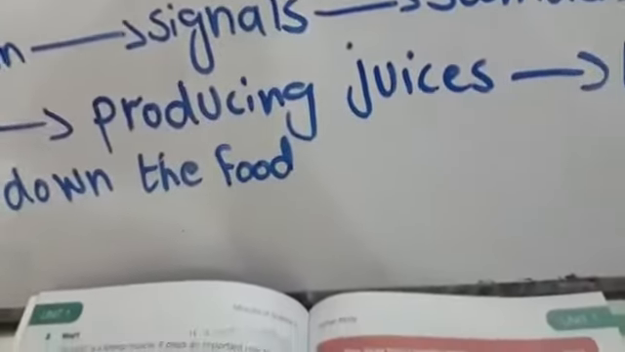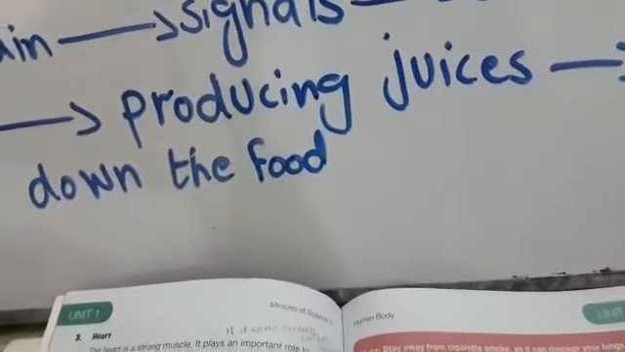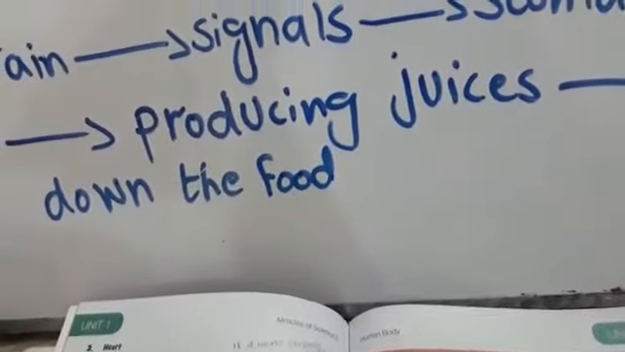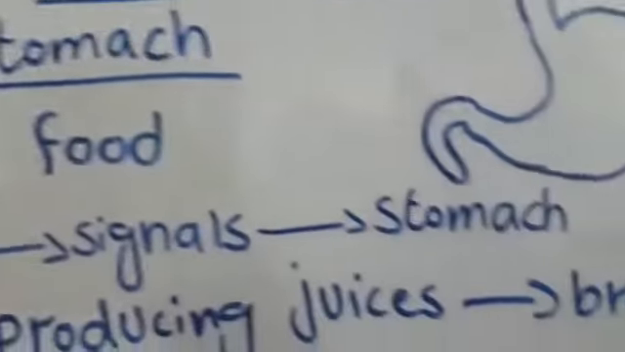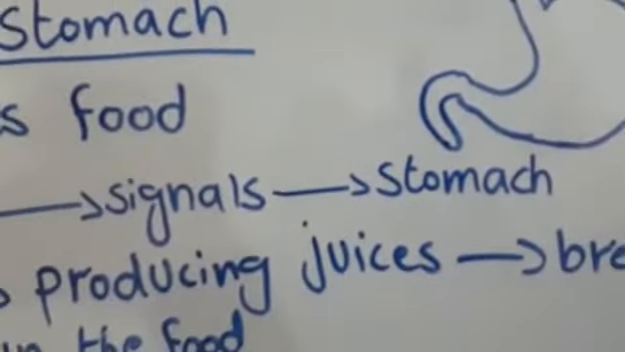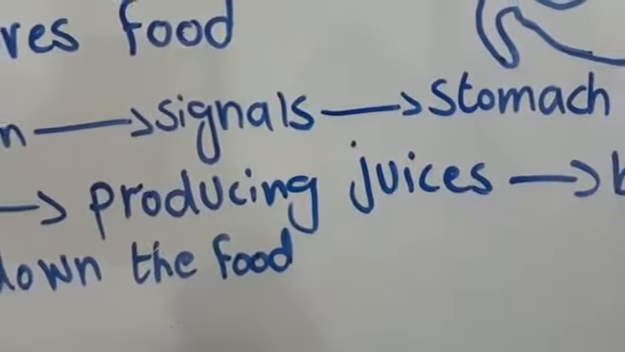So keep in your mind these points about the stomach, then it will be clear to you that the stomach stores the food we eat for a short time. Clear? And when we eat something, the brain sends signals to the stomach, and it produces juices, and after that it breaks down the food.